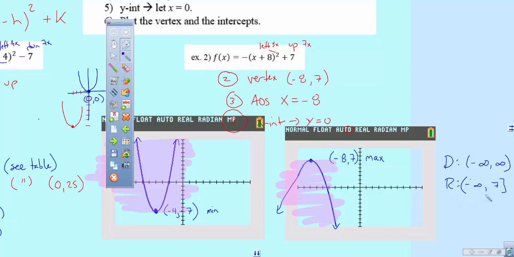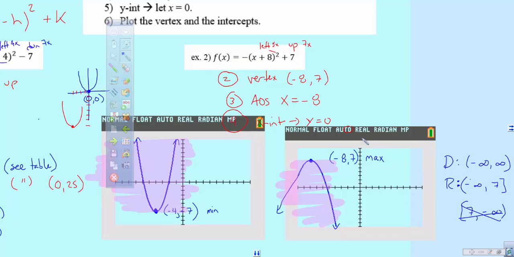So in math, just like in English, there's grammar. With math grammar, it's grammatically correct to put the smaller number first in interval notation, and then the larger number second. That's why I didn't say I went from 7 to negative infinity. If we said 7, comma negative infinity, that's telling me what the range is, but it's not grammatically correct. So we want to put the smaller number first and the bigger number second. Alright, so that's domain and range.